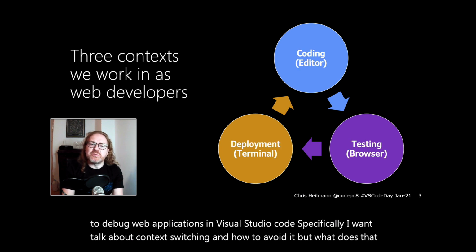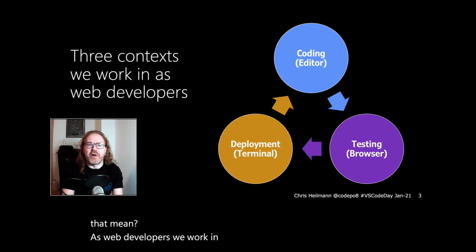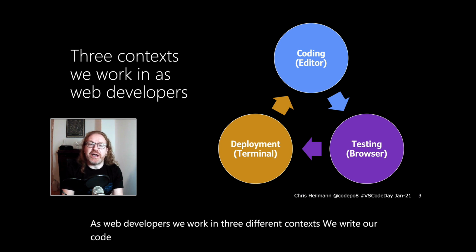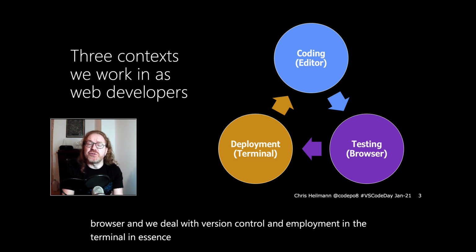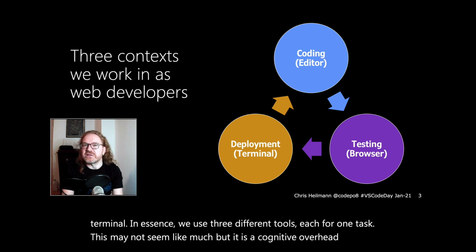As web developers, we work in three different contexts. We write our code in the editor, we check if everything works and tweak it in the browser, and we deal with version control and deployment in the terminal. In essence, we use three different tools, each for one task. This may not seem like much, but it is a cognitive overhead that impacts our developer efficiency.